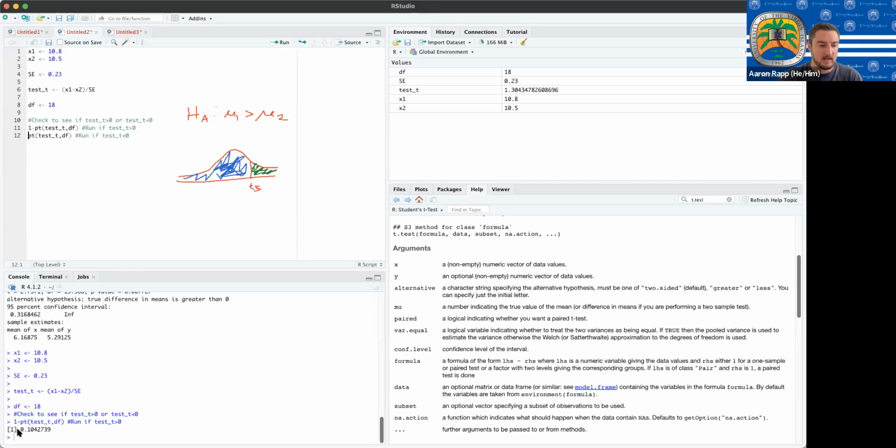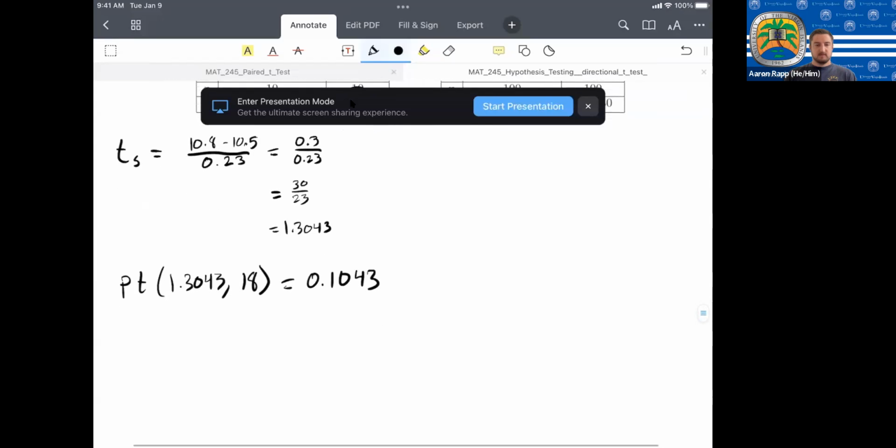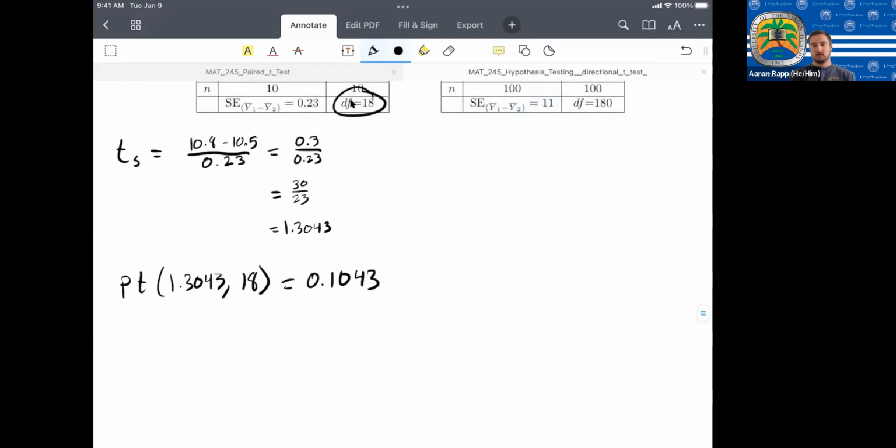So I run line 11 and I see that it reports my p-value is 0.1043. So let me go back to all of our work. There we go. So with this p-value, what can we conclude?